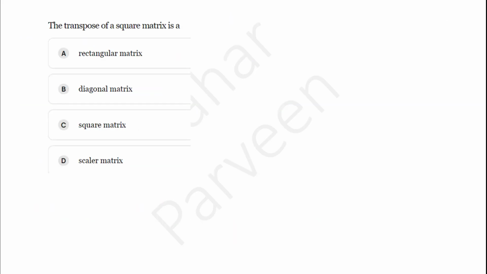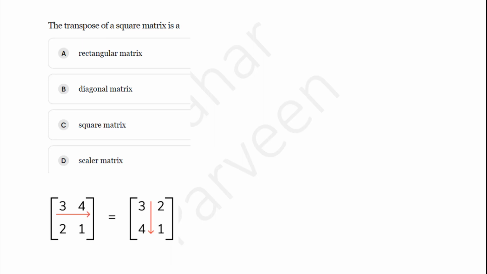Now let's have an example based on the transpose of a matrix. If you have a square matrix and you write a transpose for it, for example, if you have 3 4 2 1, then you write it as 3 2 4 1. So the resultant will be a square matrix only. There will be no change. If you have a square matrix, its transpose also will be a square matrix.